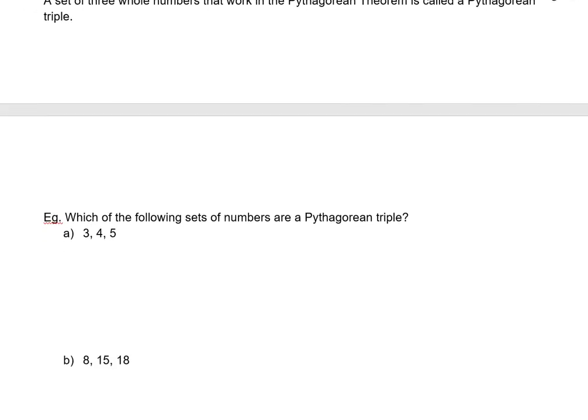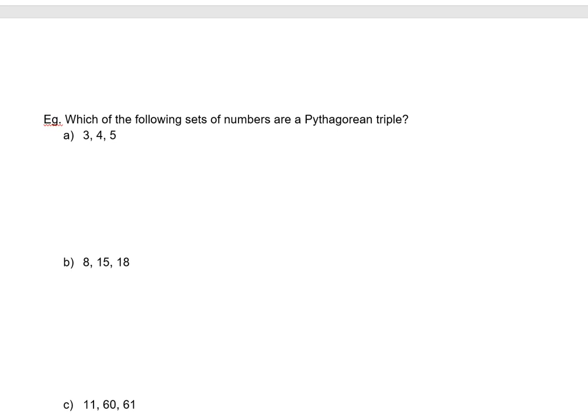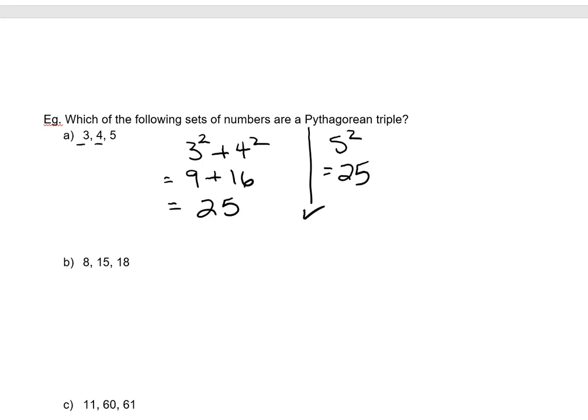So we want to know which of the following numbers are a Pythagorean triple. What we have to do is check the two smaller numbers. We're going to add the squares together. It's 3 squared plus 4 squared, and we're going to compare that to 5 squared. So that's 9 plus 16, which is 25. 5 squared is 25. Yes, this is a Pythagorean triple.